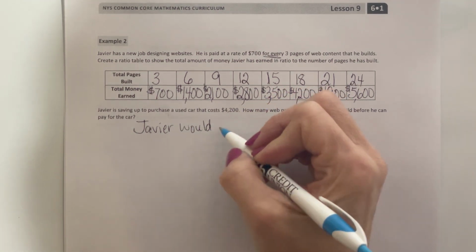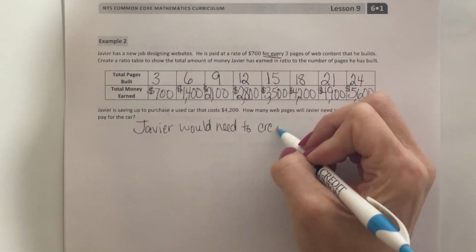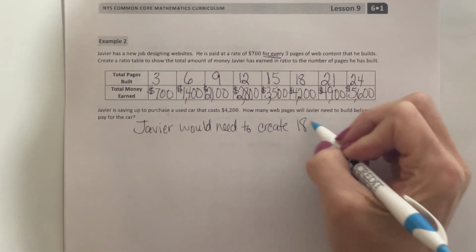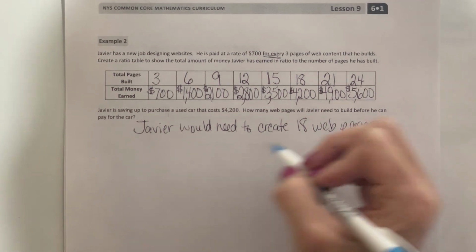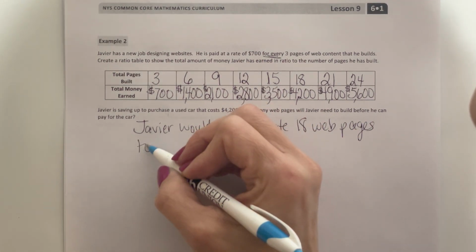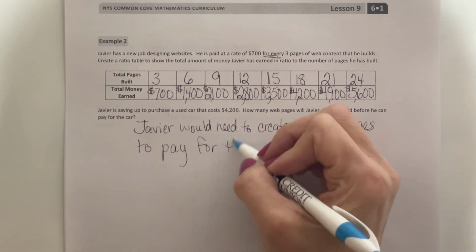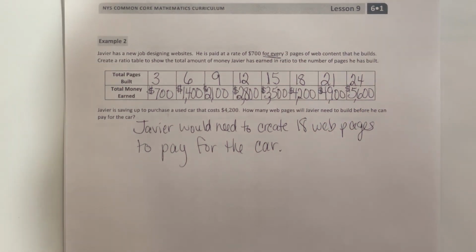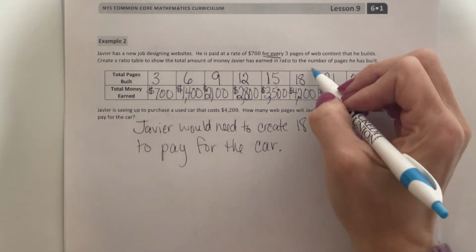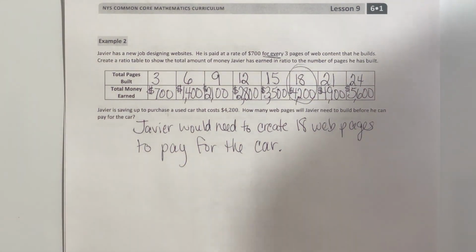So Javier would need to create 18 web pages to pay for the car. Okay, and we found that information right here in the ratio table.